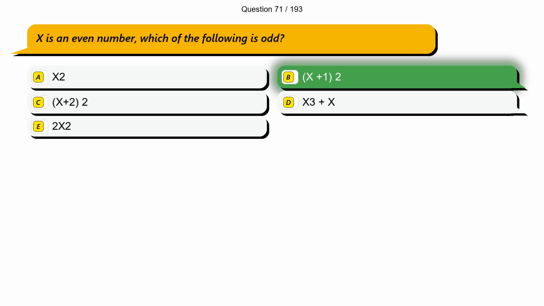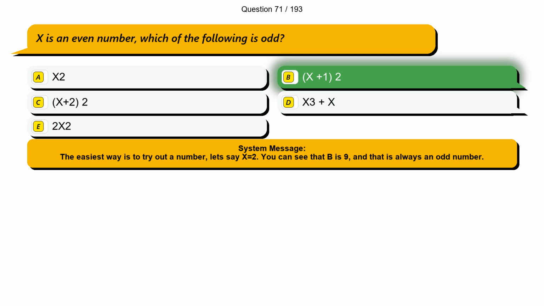The correct answer is option B, (x+1)². The easiest way is to try out a number. Let's say x equals 2. You can see that B is 9, and that is always an odd number.